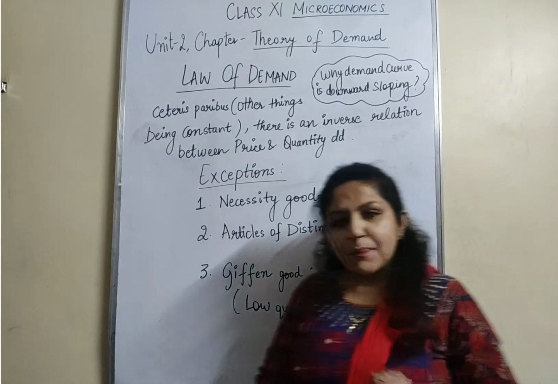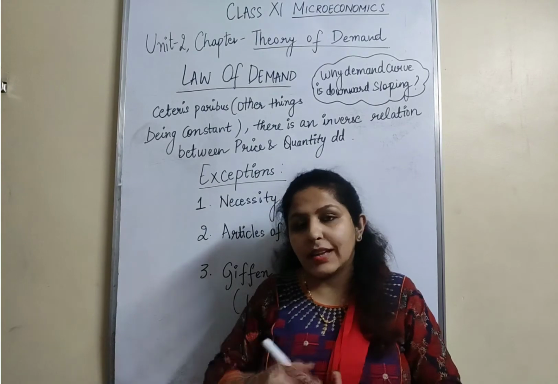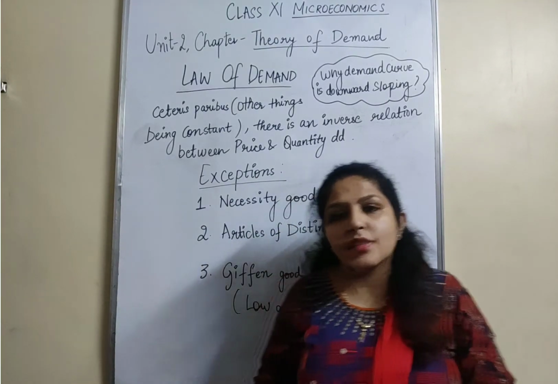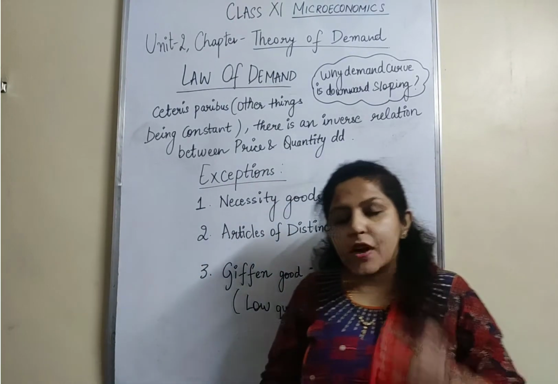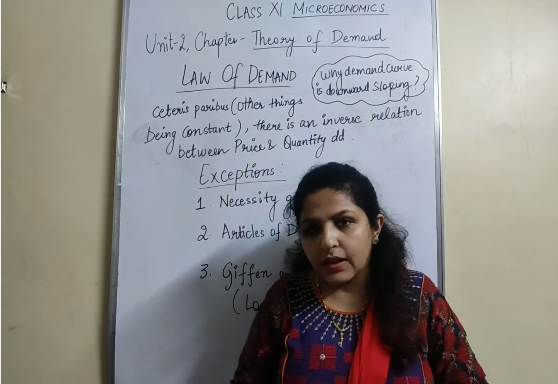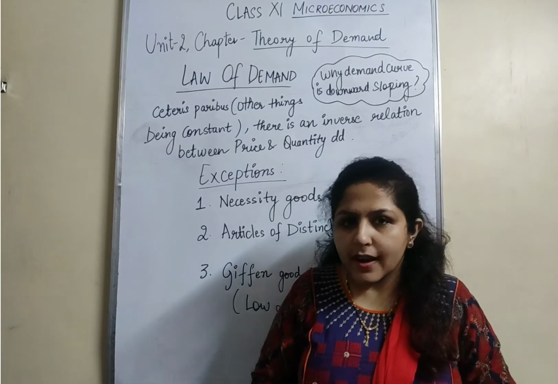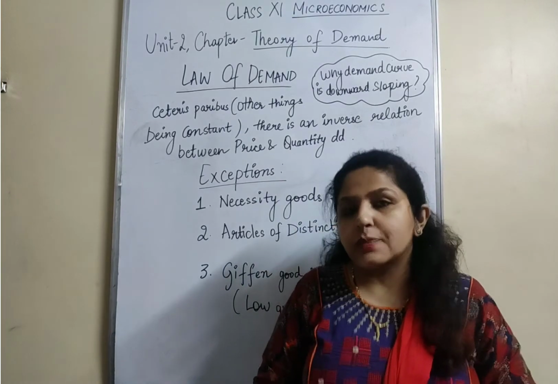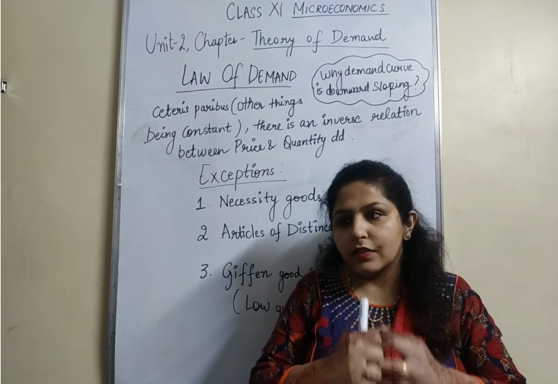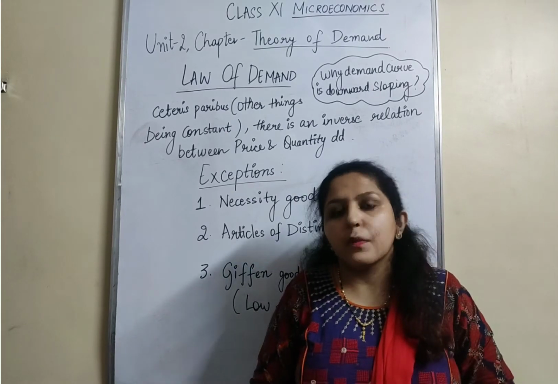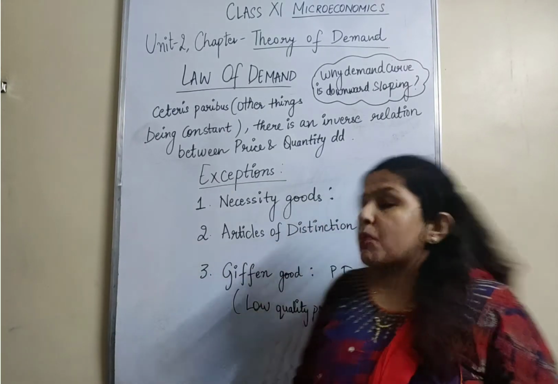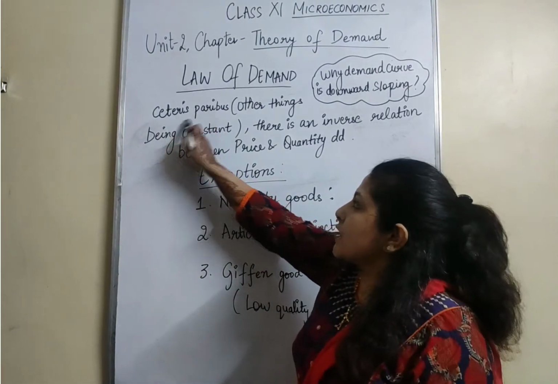So, other things being constant, like all other factors constant, there is an inverse relationship between the price of the commodity and the quantity demanded. As the price of the commodity rises, the quantity demanded falls, right? As the commodity becomes expensive, like it is costly now, we demand less of that commodity. In Latin, we say ceteris paribus.